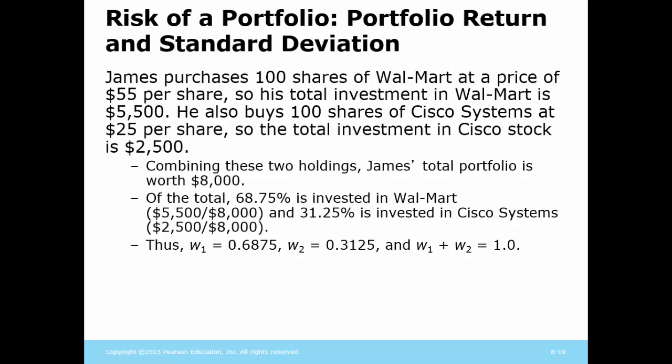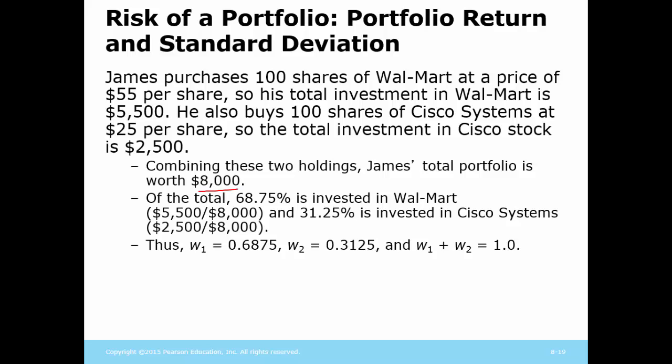So here we're going to put 100 shares in that Walmart stock from a while ago. It's selling at $55 a share. So we're going to have $5,500 in Walmart. We're going to have $2,500 in Cisco. So what are those two holdings? Well, if you add the two together, we have a total of $8,000. 68% is going to be in Walmart. That's the $5,500 divided by 8,000.